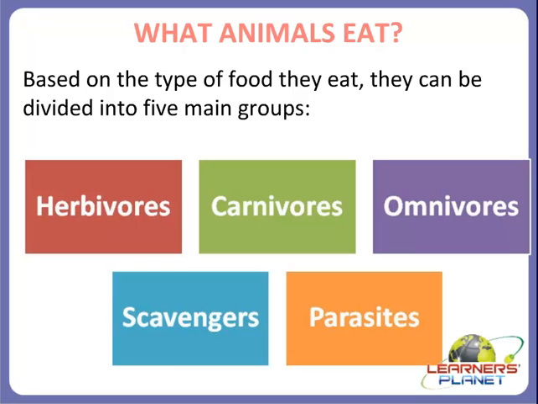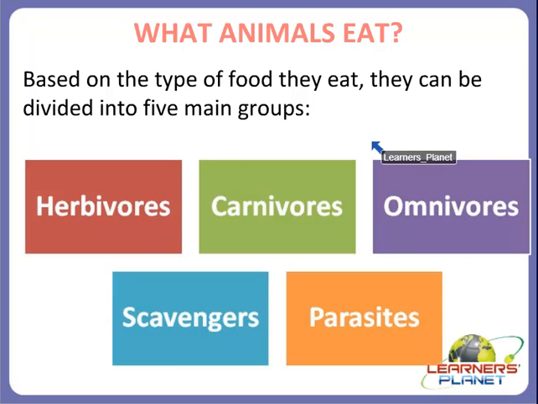So children, we saw many such examples of aerial animals, right? And now we are going to study about what animals eat. Children, we know that animals eat different types of food, right? And based upon the type of food they eat, they can be divided into 5 main groups. So what are these 5 main groups?